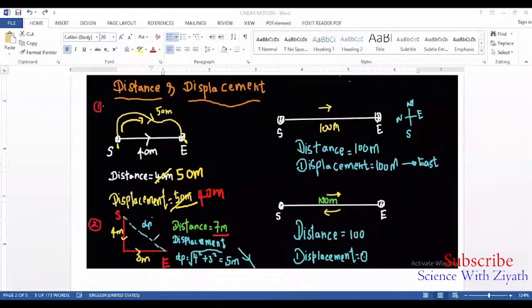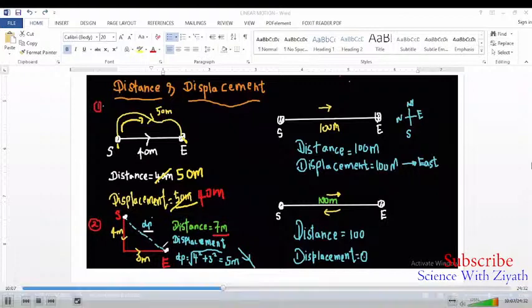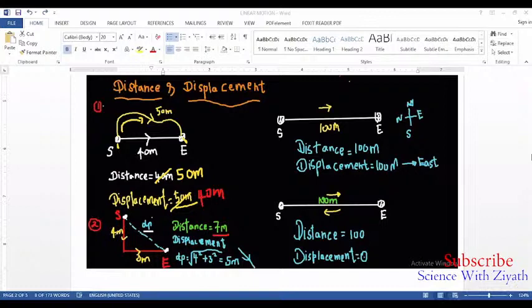At the same time, for the displacement I have to find the length between this starting point and ending point. Since it's perpendicular, I can find it using the Pythagoras theorem: 4 squared plus 3 squared is 25, the square root of 25 is 5. It will be 5 meters.